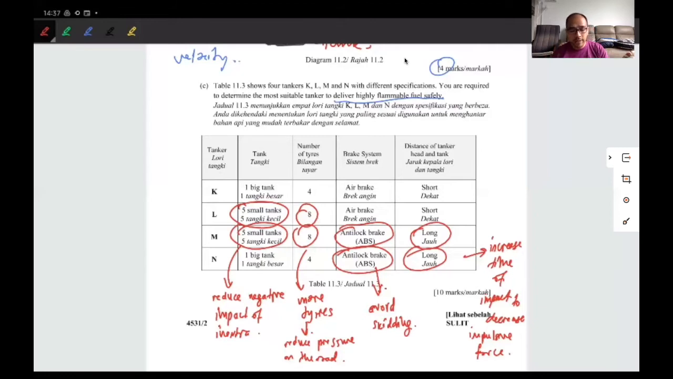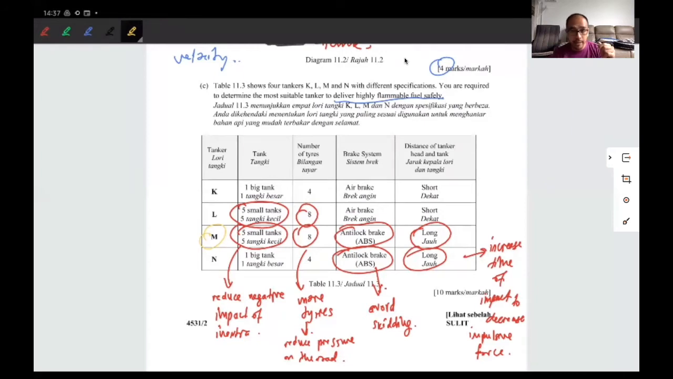So obviously after you've done the analysis of the table, you see that tanker M is the best, because it has 5 small tanks, it has more tires, it has anti-lock brakes, and it has a long distance between the tanker head and the tank.